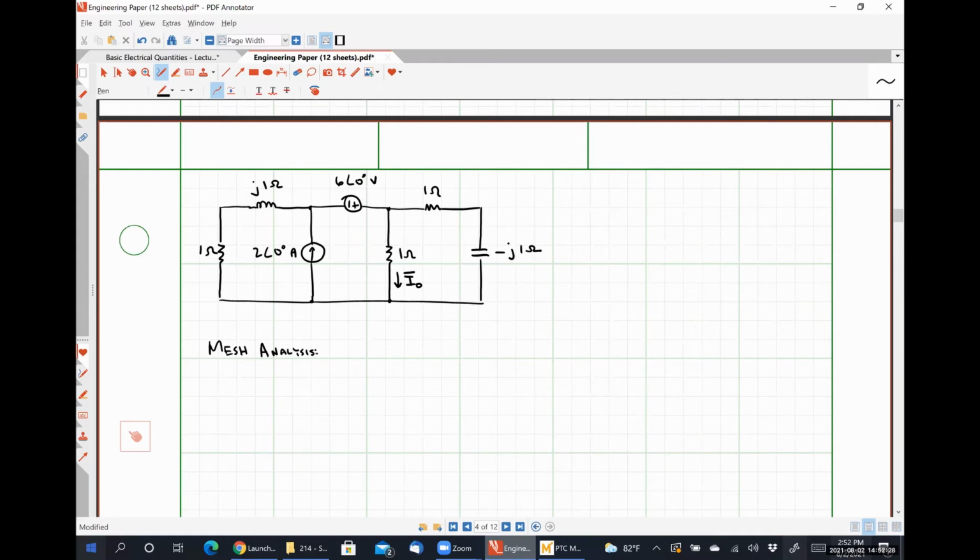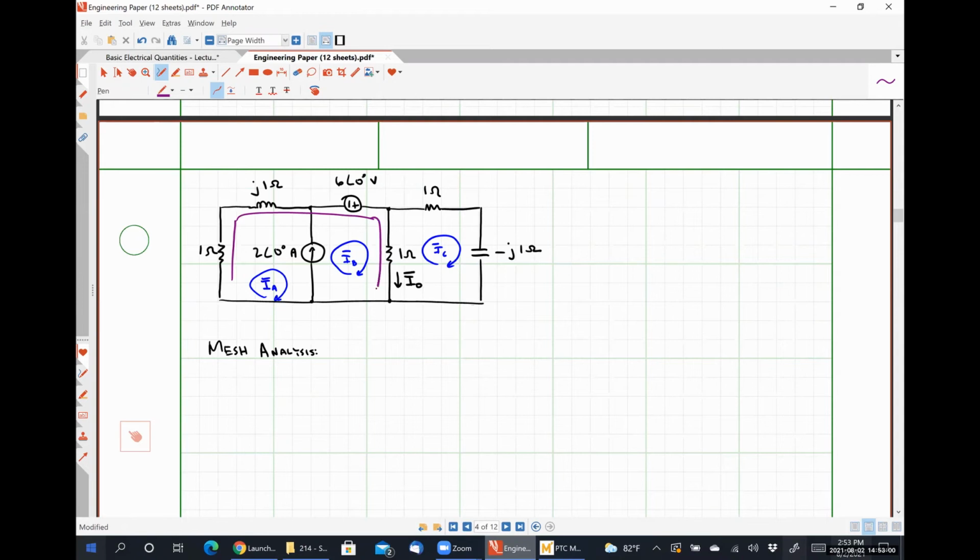For doing mesh analysis, we obviously need to identify our meshes. So I'm going to call this guy down here mesh A, this guy here in the middle mesh B, and this guy here mesh C. Because I have an interior current source, I am going to have a supermesh. So I'm just going to outline where I'm going to write my Kirchhoff's voltage law equation for my supermesh.